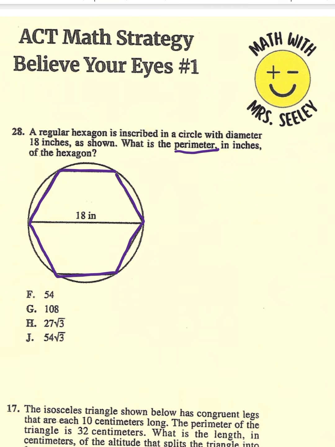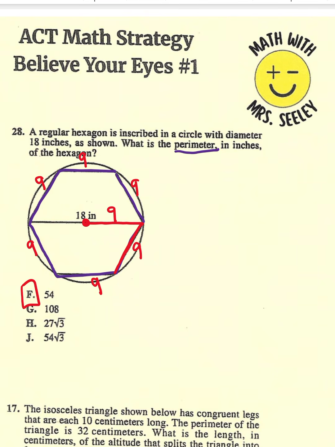We are given that the diameter is 18, which means from here to here would be half of that, or 9. By believing your eyes, it appears that that and that are equal, and they are even mathematically. So we're going to see that all of those sides are 9, and then the perimeter is going to be 1, 2, 3, 4, 5, 6 of them. 6 times 9 is 54.